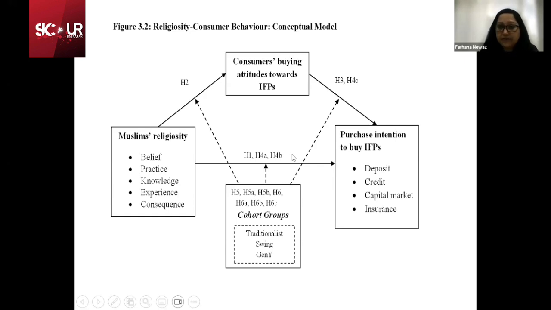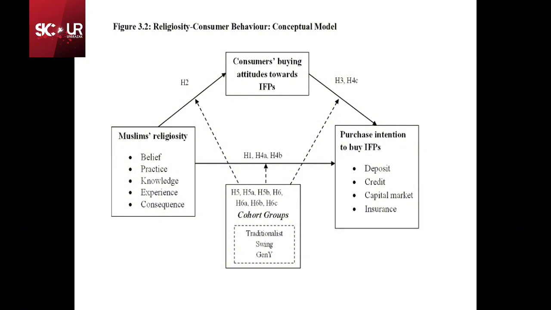Yes, this is the one, because previous studies found that it is directly affecting. They found it directly affecting. But when it is directly affecting, the strength of the relationship is not that much. The direct relationship is not very strong. If it comes through attitude, then the intention will be much stronger. But based on previous studies, they also found that there are some direct relationships between religiosity and purchase intention. You got it, Rosihan?